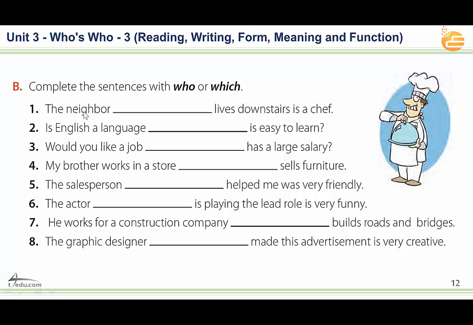We are talking about a neighbor. My neighbor. He's one of the people. He's a person. So we have to say who? Excellent. Very nice. Number two.